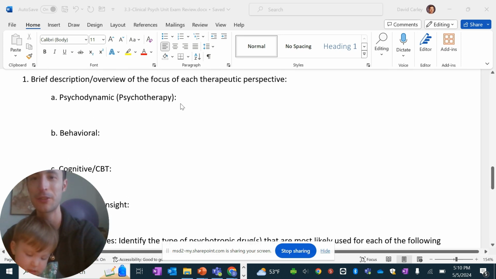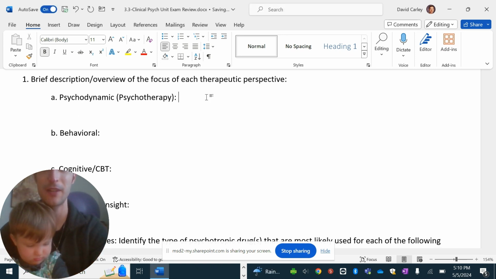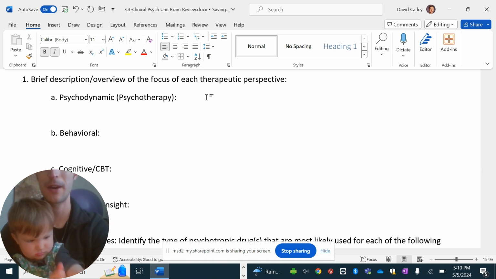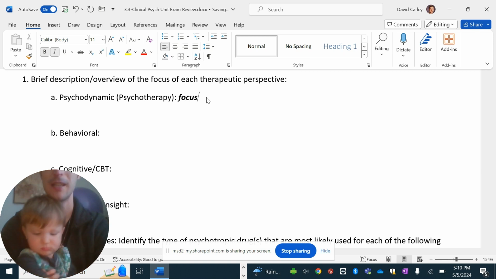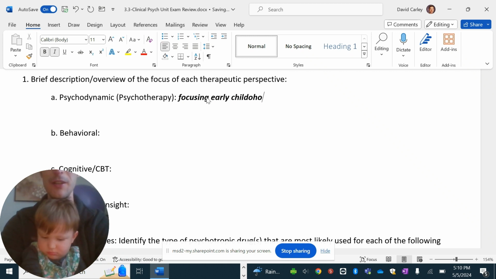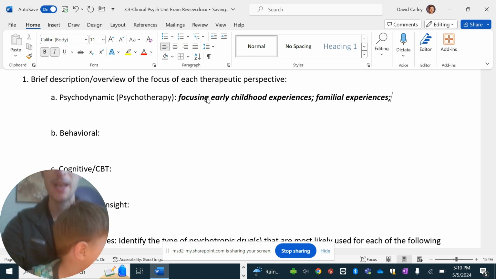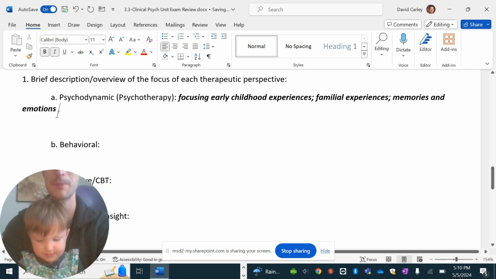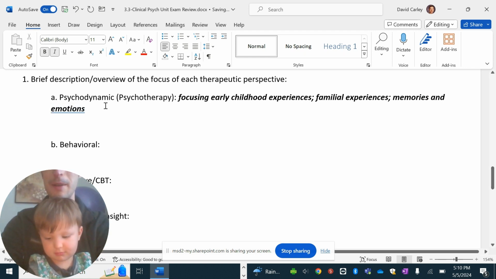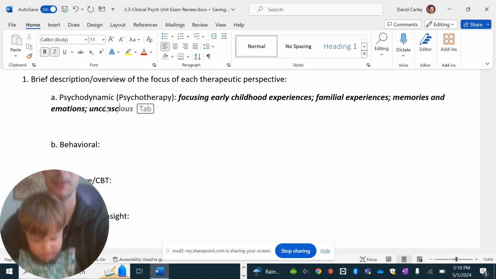So then we looked at brief descriptions or focus of therapeutic perspectives. So psychodynamic, we did a stations activity on this, and there's notes, but psychodynamic is going to be about focusing on early childhood experiences, familial experiences with your family, memories and emotions related to those experiences, thinking about unconscious drives.